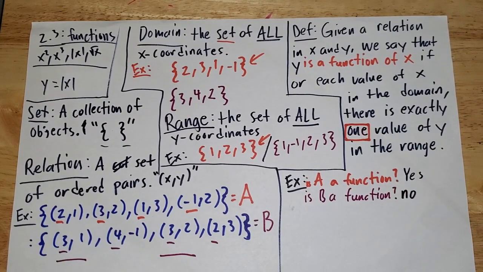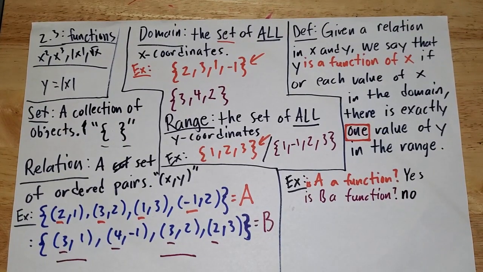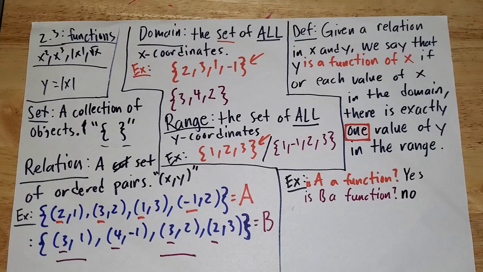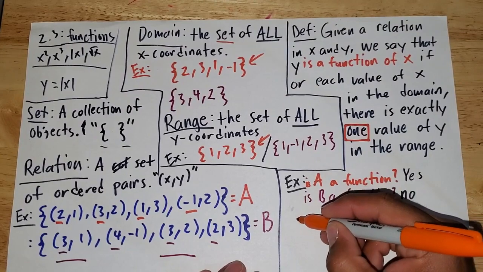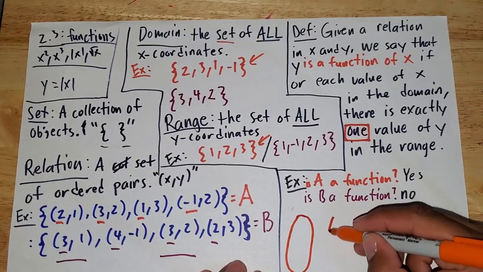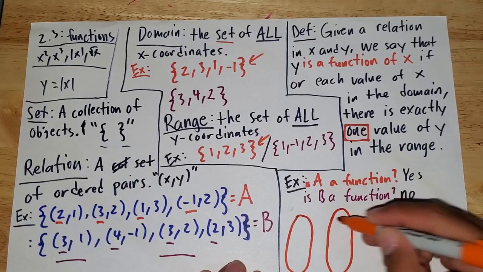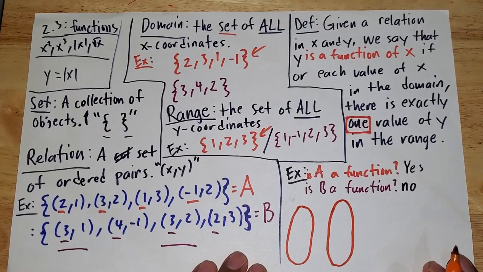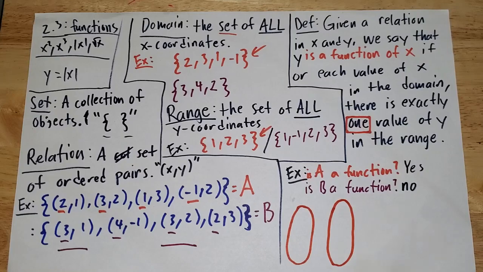not a function. And if that's not making sense, here's another way that we can identify if these are functions or not. We can use these things called mappings. So here's going to be A. Hopefully this makes some sense to you guys. So this is going to be A.